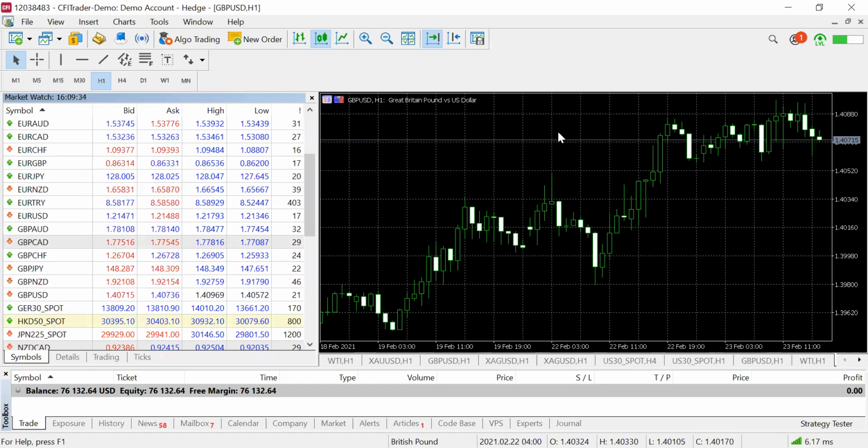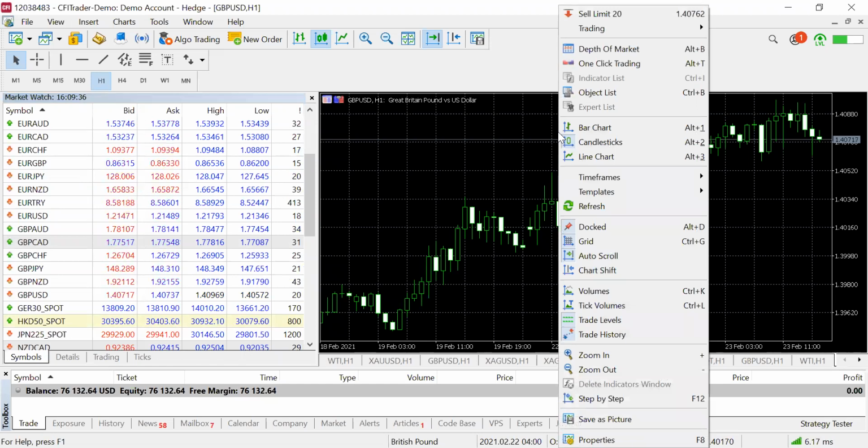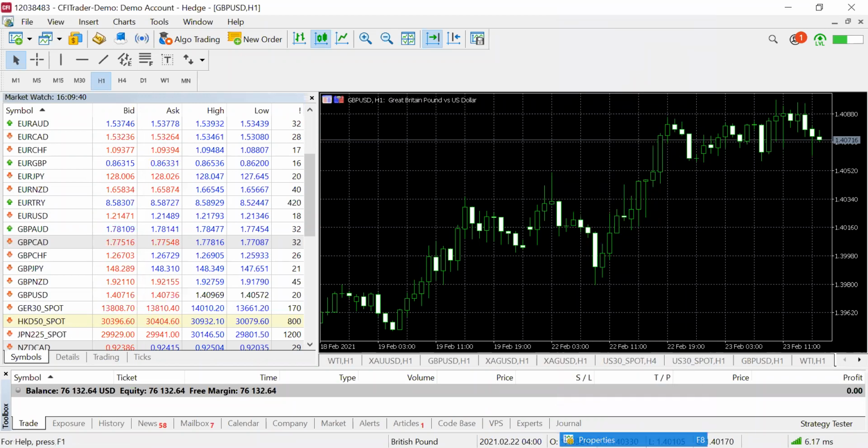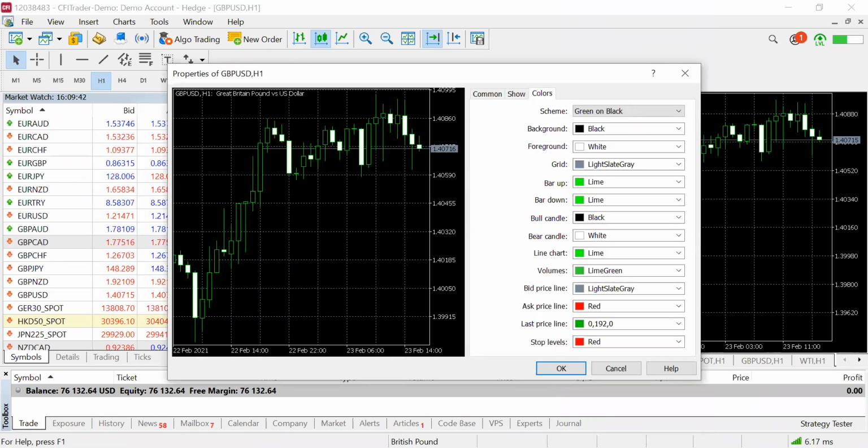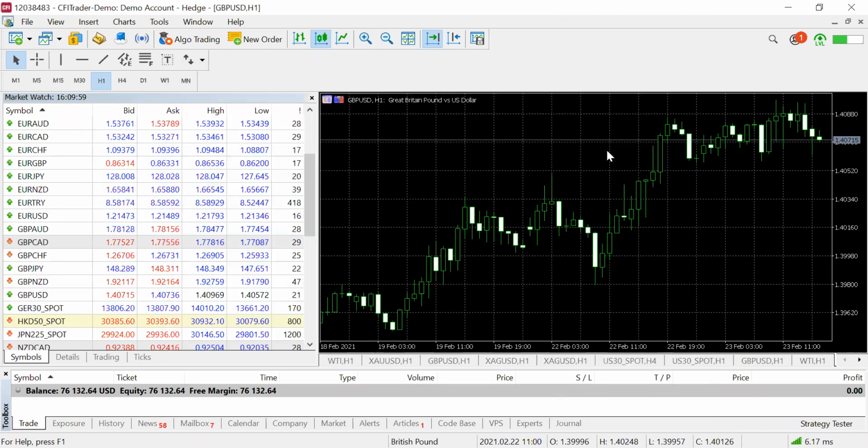The way to do it, just right click again on the chart window, and if you go all the way down to properties, you click there, and you have all the options. If you want to change the bar, the bullish bar or the bearish bar, you can always customize that. Once you finish with all the customization, just click OK, and it will be saved.